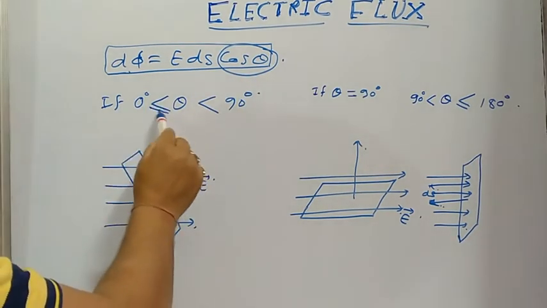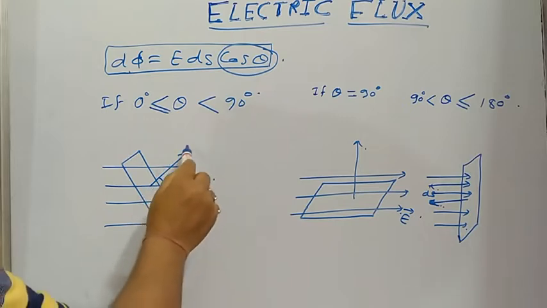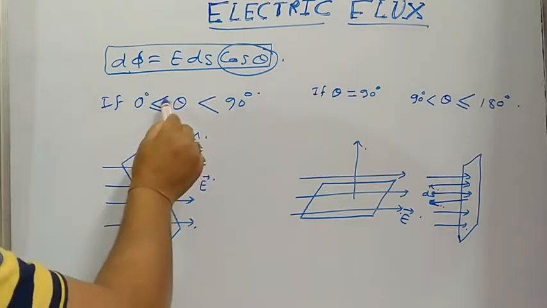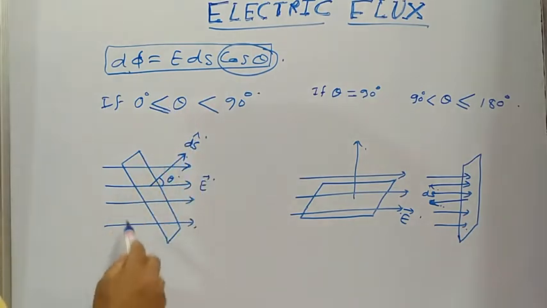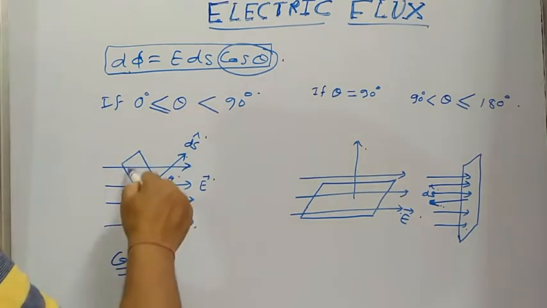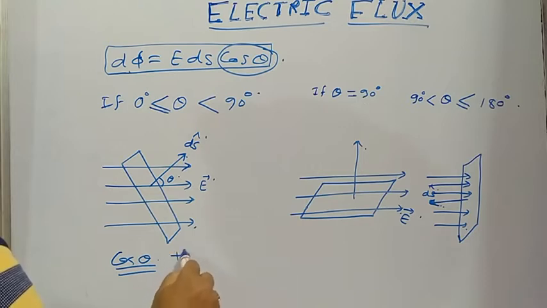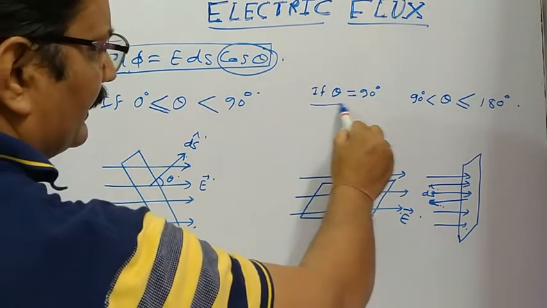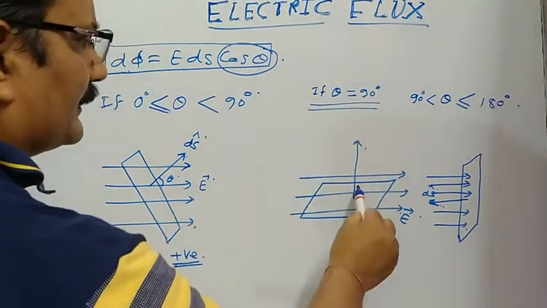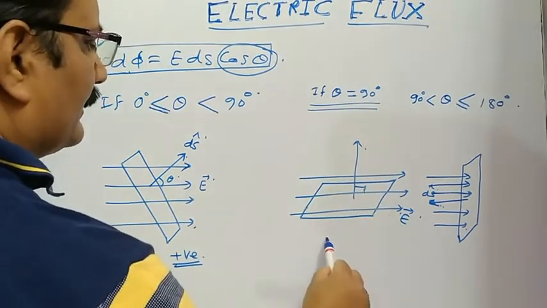If angle theta, the angle between the electric field and the area vector of the surface, is greater than or equal to 0 degree but less than 90 degree, in that condition the value of the cosine function assumes a positive value, and the flux associated with that surface is going to be a positive flux. But if the angle theta is 90 degree, the flux associated with that surface is 0.